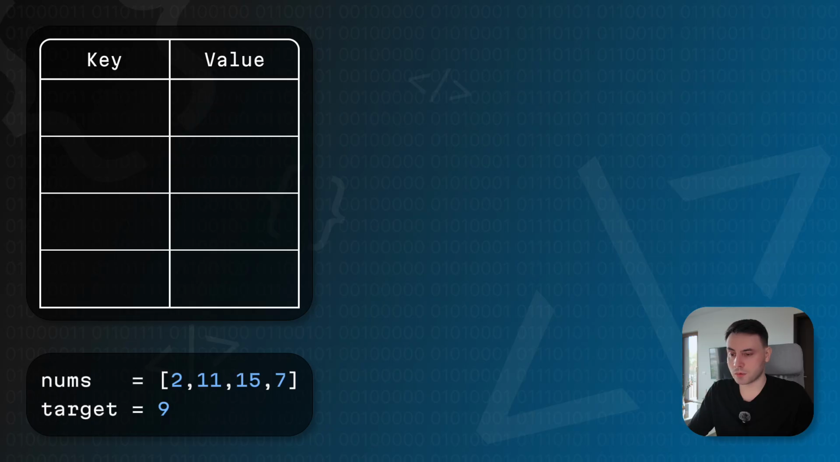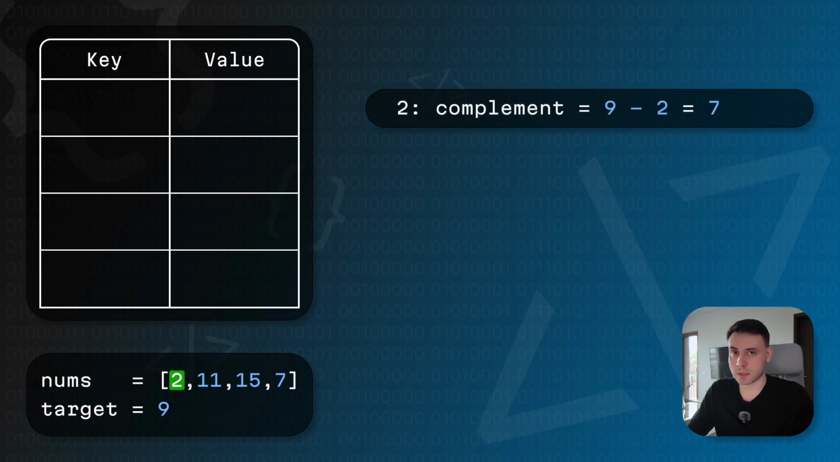Now let's iterate through the array and check each number. First, we take the number 2 and calculate its complement. The complement is the second number that, when added to 2, equals 9. So the complement is 7. Now we check if 7 exists in the hash map. It doesn't, so we store its index in the hash map using 2 itself as the key. Moving to the next number, 11. We repeat the same process.